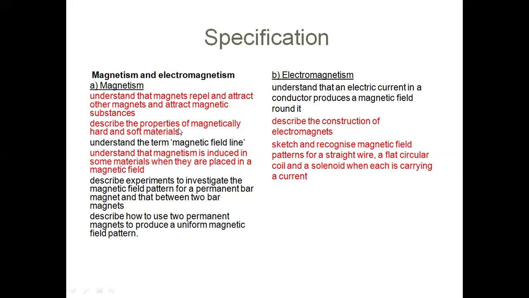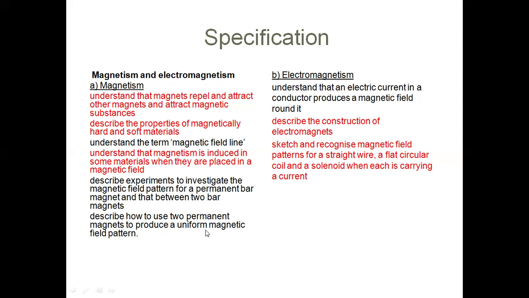And we describe the property of magnetically hard and soft materials. We understand the term magnetic field lines. We understand that magnetism is induced in some materials when they are placed in a magnetic field. And also we will describe the experiment to investigate the magnetic field pattern from a permanent bar magnet and that between two bar magnets. In the same way, we will discuss how to use two permanent magnets to produce a uniform magnetic field pattern. The second part consists of electromagnetism.